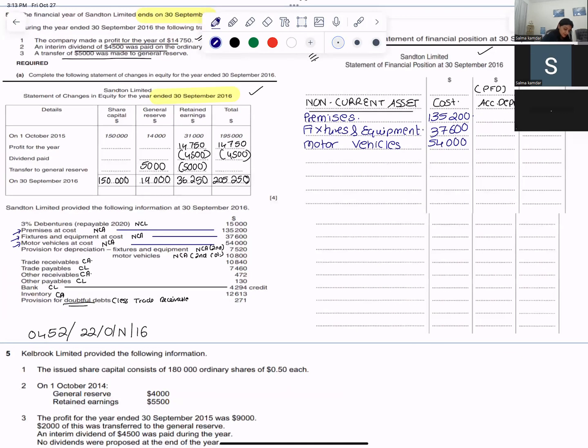Then, if you see, you have provision for depreciation only for two assets. So premises has no depreciation, so the cost and the net book value would remain the same. Fixtures and fittings, 7,520. And for motor vehicles, I have 10,800.